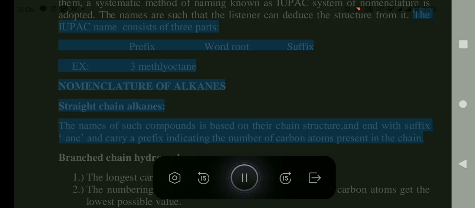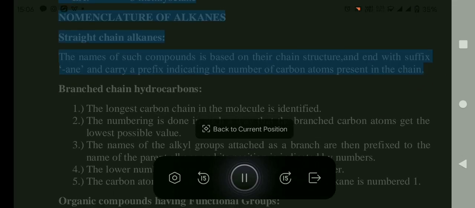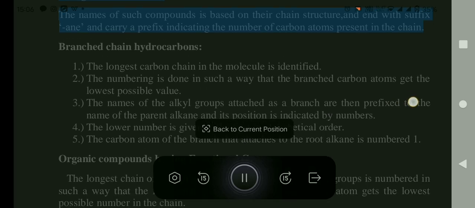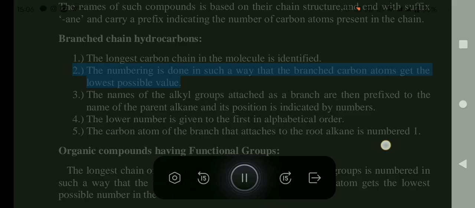Nomenclature of alkanes. Straight chain alkanes. The names of such compounds are based on their chain structure, and end with the suffix -ane, and carry a prefix indicating the number of carbon atoms present in the chain. Branched chain hydrocarbons. 1. The longest carbon chain in the molecule is identified. 2. The numbering is done in such a way that the branched carbon atoms get the lowest possible value.